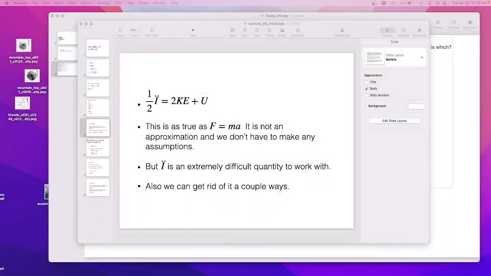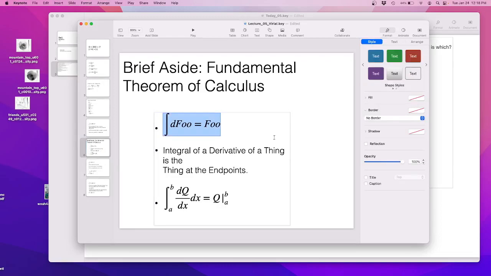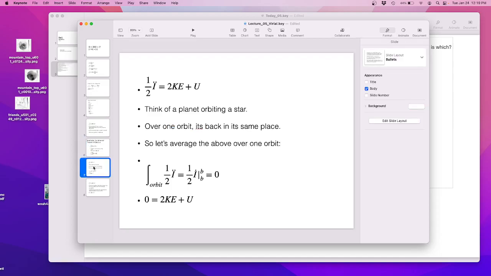So, how do we get rid of it? What else did I say in this slide? Yeah, so integral of d foo is foo. So the integral of the derivative of a thing is just the thing at its endpoints. So if you're at a closed loop, the endpoints are the same. So whatever it was is 0 as long as things aren't exploding. So we're left with that.